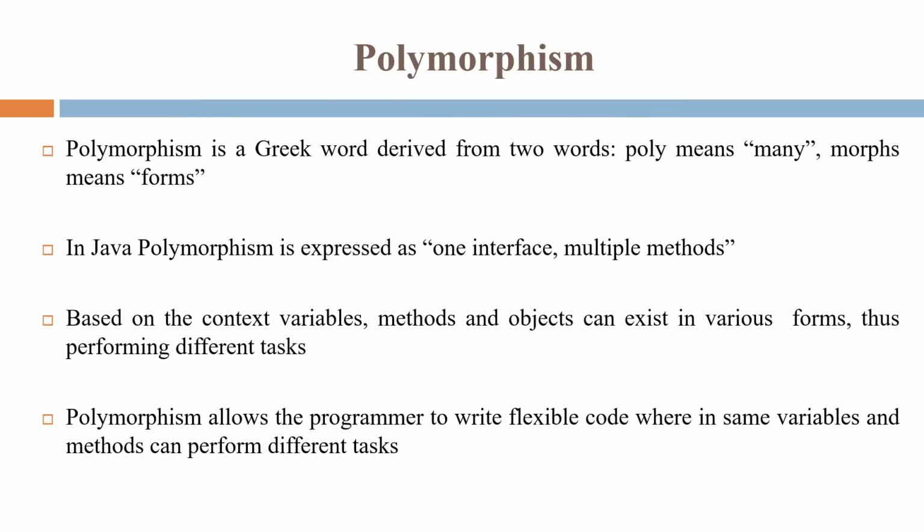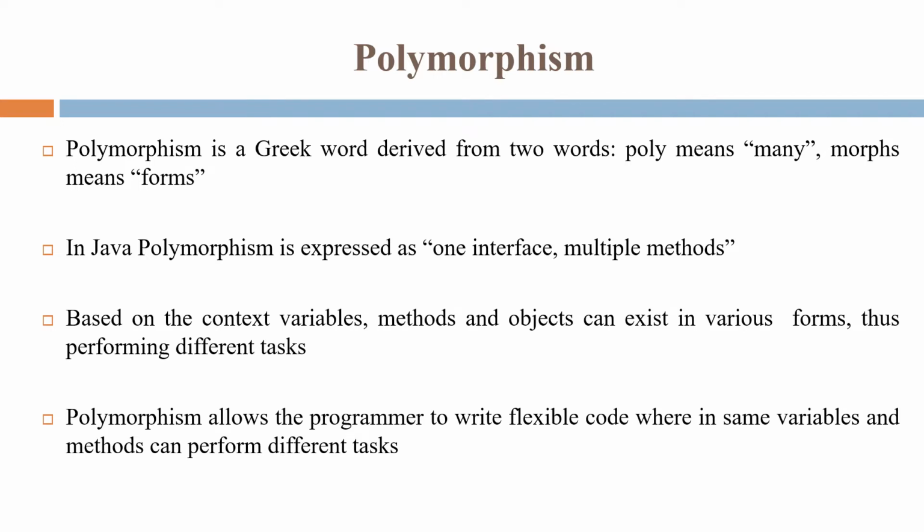Let us briefly look at what is polymorphism. Polymorphism is a Greek word derived from two words, poly and morphs. Poly means many and morphs means forms. That means polymorphism means many forms. So in Java, polymorphism is expressed with one phrase, that is one interface, multiple methods.